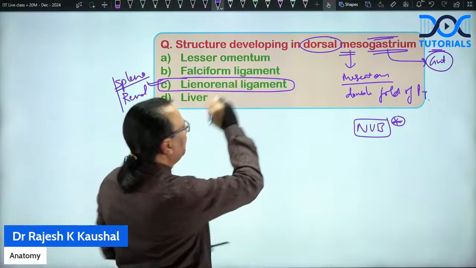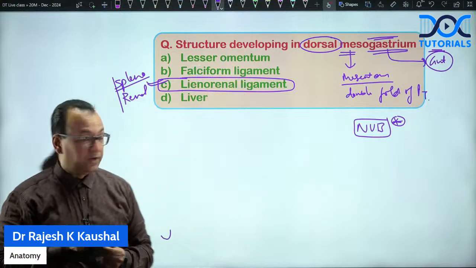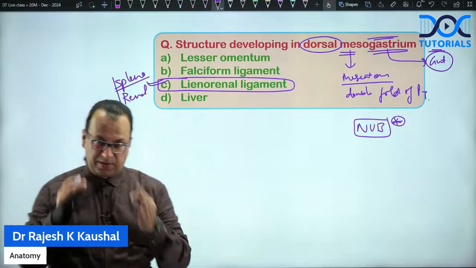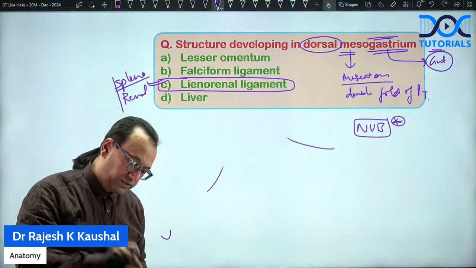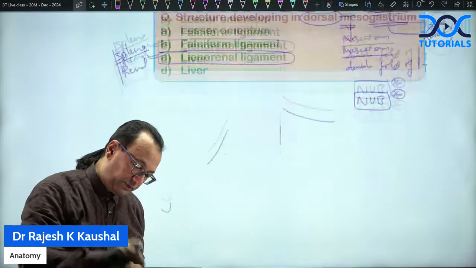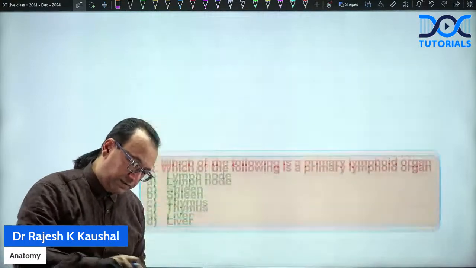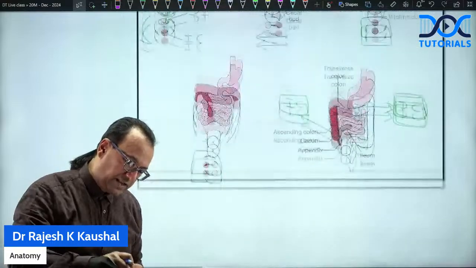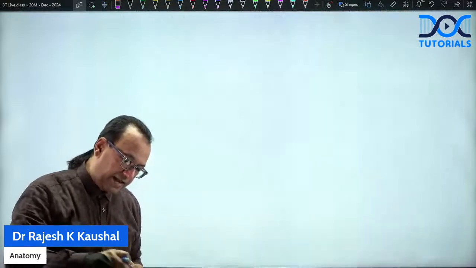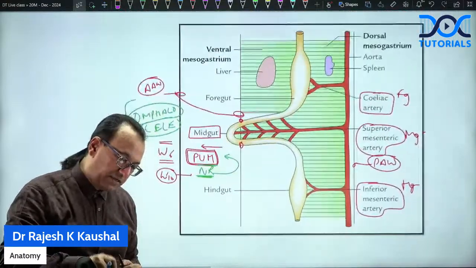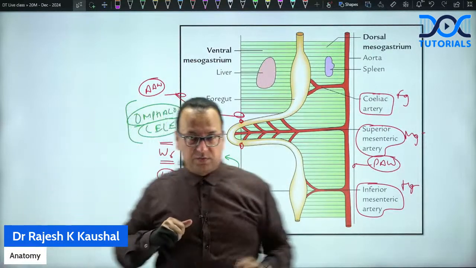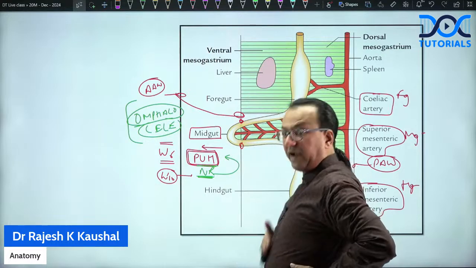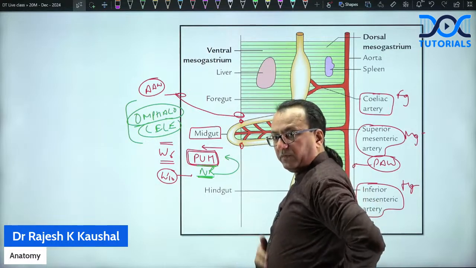What about lesser omentum and falciform? They are ventral. And what about liver? Liver develops in the ventral mesentery. As we proceed further, we are talking about this diagram only. In this diagram, you have to understand that this is a side view. You are looking from the side, with the anterior abdominal wall and posterior abdominal wall.